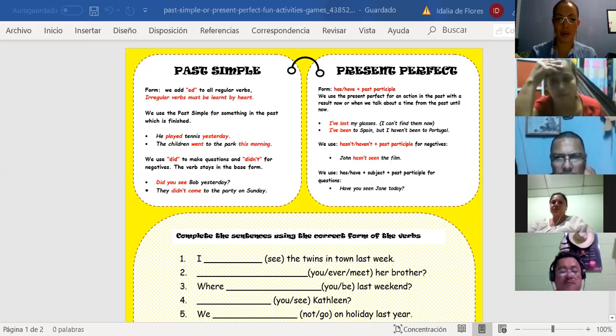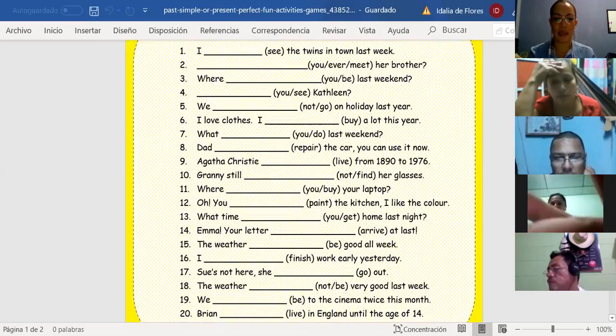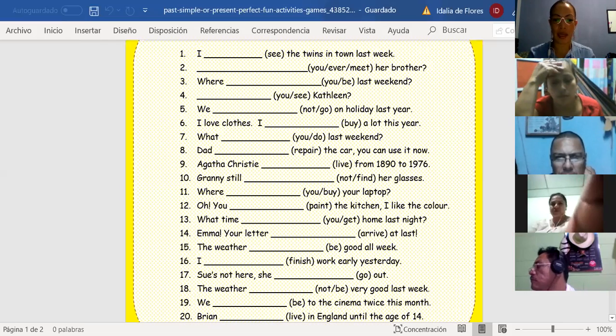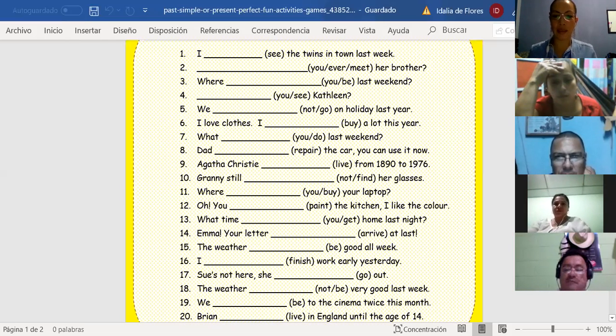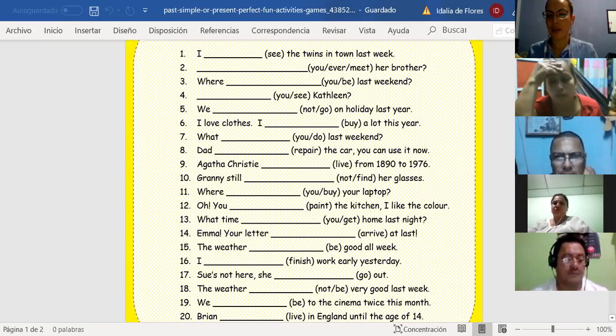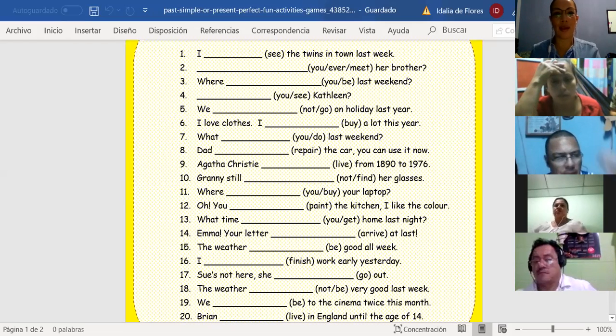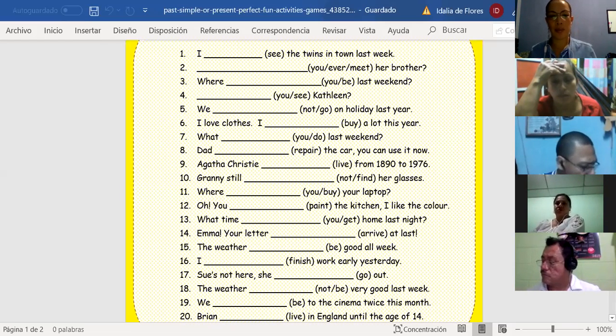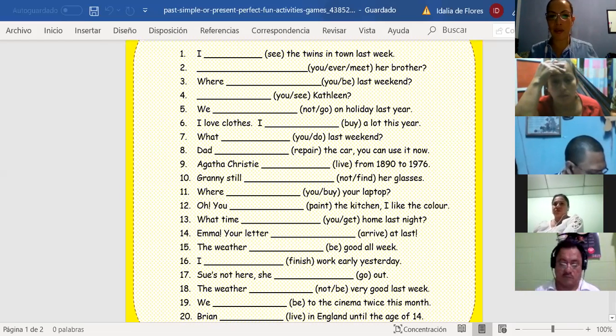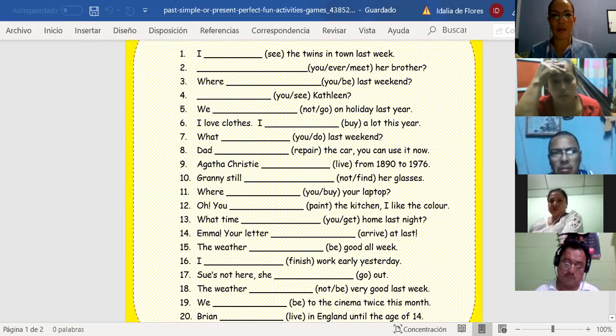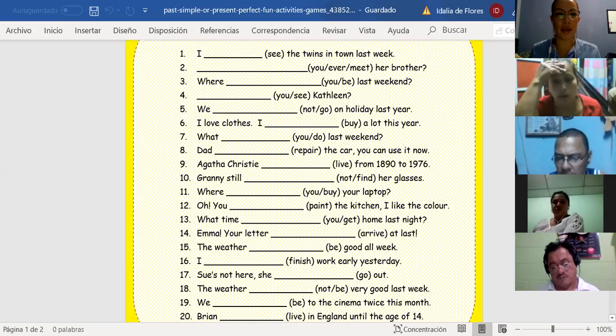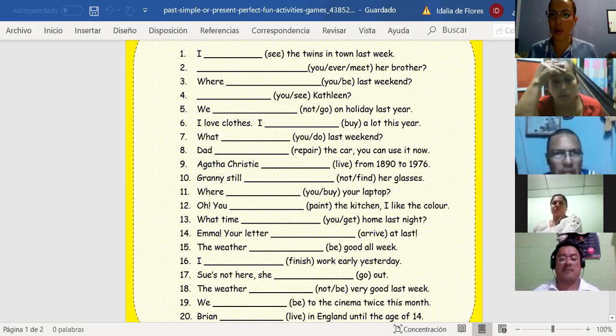Now this is a review about yesterday's class, and there is a short explanation. So you have 20 sentences here. I don't know if you have your notebook next to you. You can complete the part in blank. Write the number, for example, number one, and the answer. Don't write the complete sentence. I will send it later. Number one: I blank the twins in town last week. So it will be simple past or present perfect. Okay.